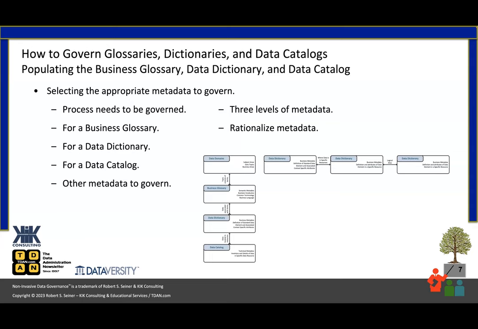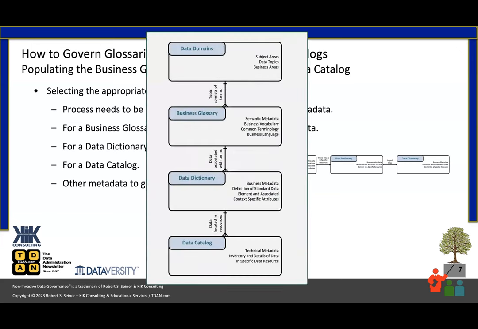And typically I talk about there being three levels of metadata. By the look of the diagram, when I share it with you in a minute, you'll think that there are actually four levels. Well, let me share it with you right now so you can see. The top level is not really what we're talking about in today's session. So the three levels of metadata that I share with my clients as being a very good place to start, especially within your catalog, are the metadata that's associated with your glossary, the metadata that's associated with your dictionary, and your catalog.